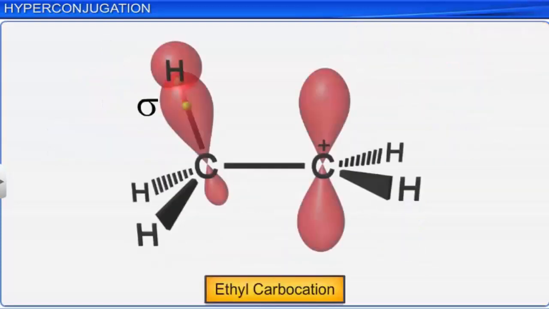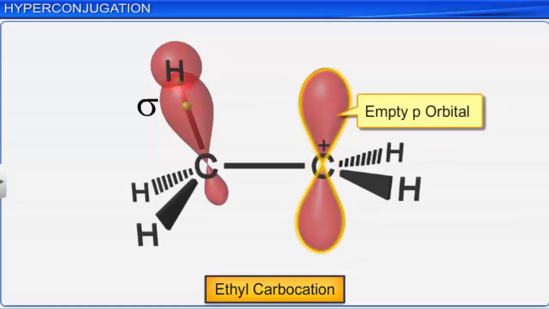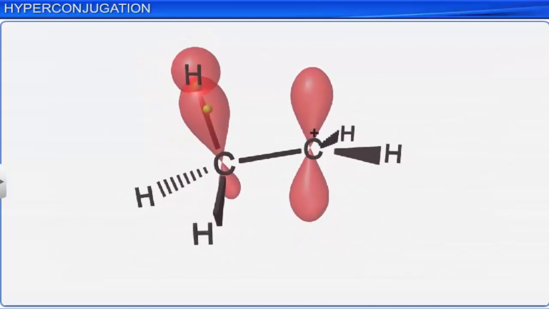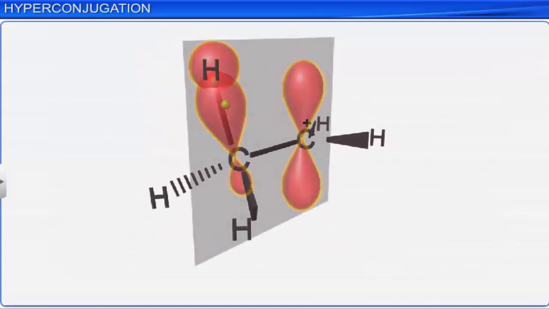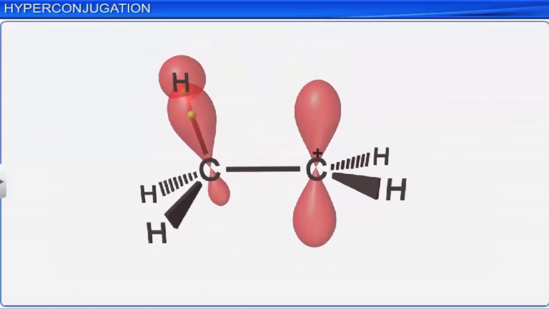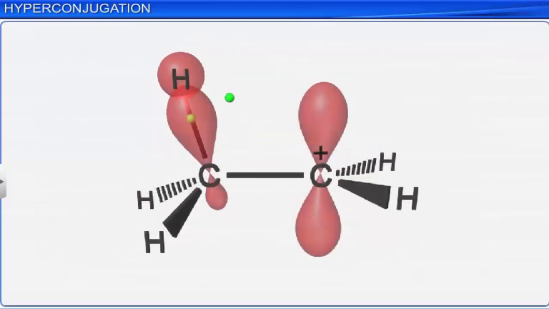Let us take the example of ethyl carbocation to explain this effect. In ethyl cation, the positively charged carbon atom has an empty p orbital. One of the carbon-hydrogen bonds of the methyl group aligns in the same plane with the empty p orbital of the positively charged carbon atom. The electrons of this carbon-hydrogen sigma bond then get delocalized into the empty p orbital as shown here.